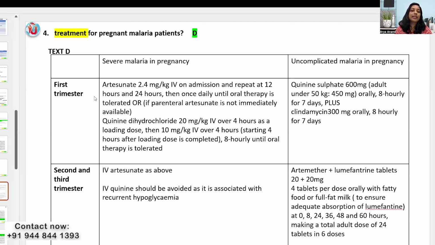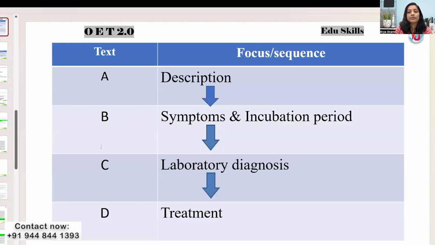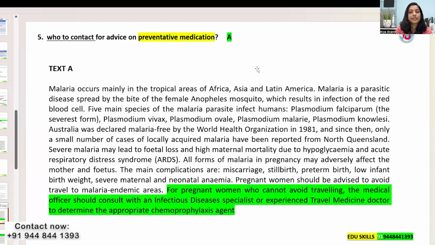Treatment for pregnant malaria patients. D. Where? D. We have read. Yes, D. No doubt, because here D is written. Treatment is written in D. Next question. Who to contact for advice on preventive medication? Medical officer. Consult medical officer.